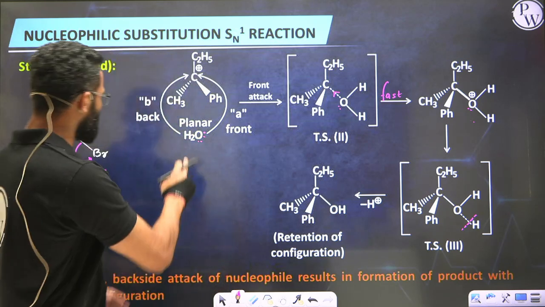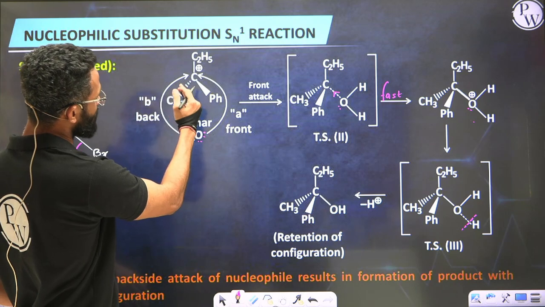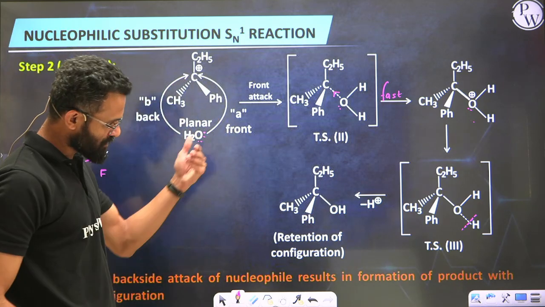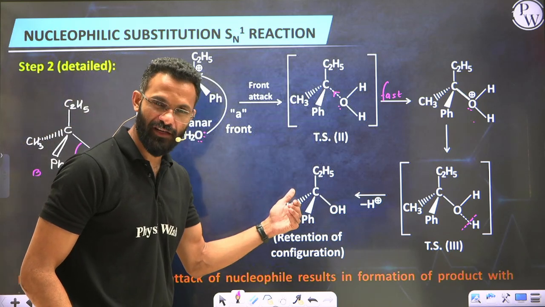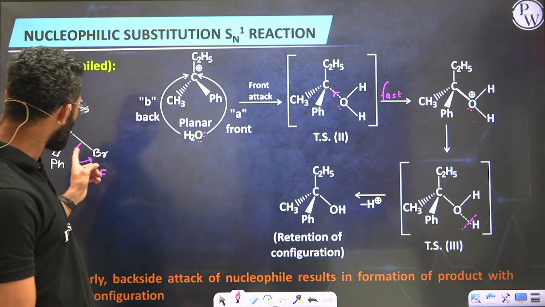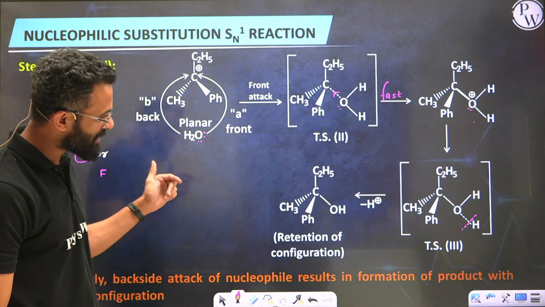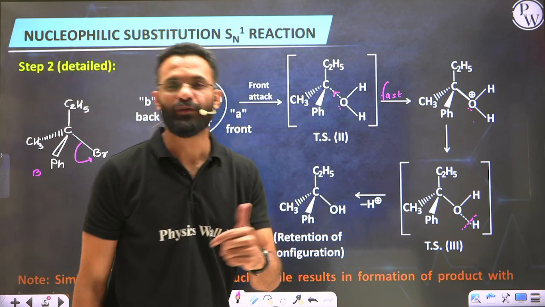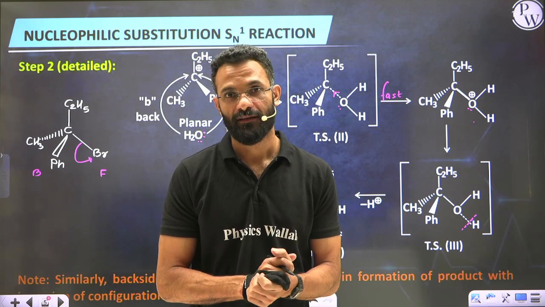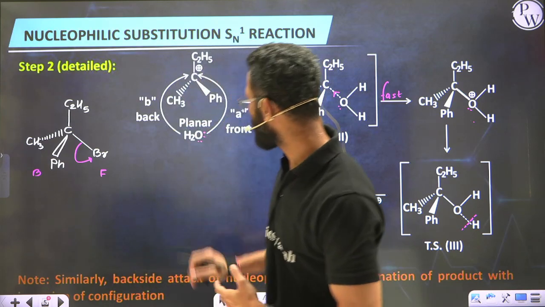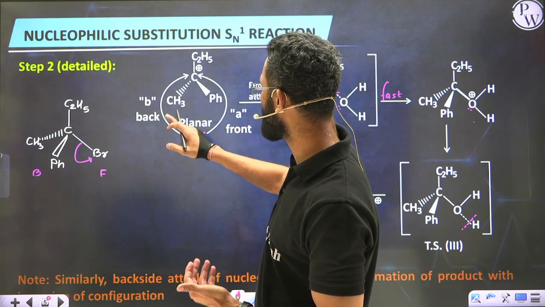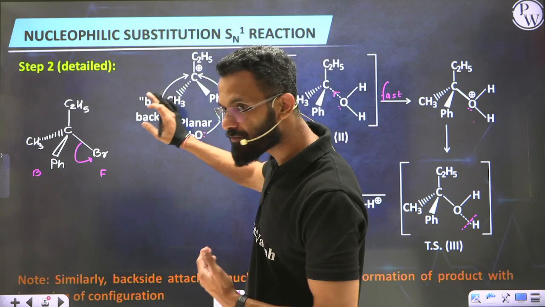Right? Imagine water would have attacked from here, then these two groups would have been flipped to the right, OH eventually would have been to the left here. So the product in that case which we would have got from the backside attack will be the one having configuration inverse of this, opposite of this. Hence that product would have been called as the product with inversion of configuration. Now everyone, when we look at this attack of water, it appears like attack of water, the deficient carbon is equally probable from the front side and from the back side.